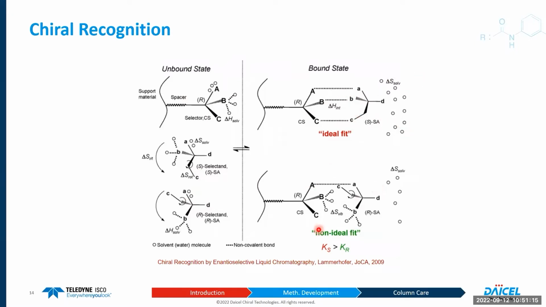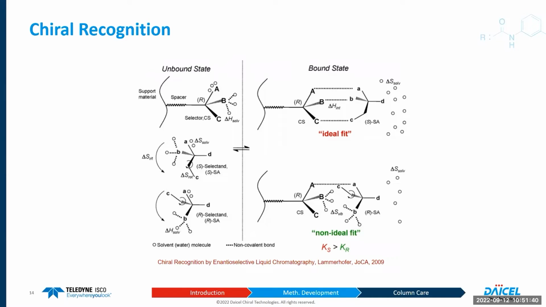And in the non-ideal fit case or the inactive enantiomer case, perhaps there are still some functional groups that are solvated, and therefore, even though there may be some flexibility within the compound to accommodate the positioning or the structure of the chiral selector, it is not able to interact as strongly. And again, you see an energy difference and a chiral separation.